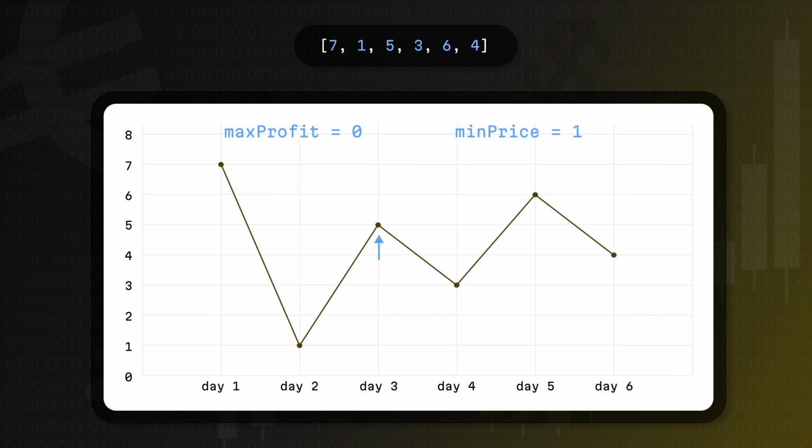Now comes a 5. That is higher than our current min price, which means it's worth checking the profit. We calculate it and 5 minus 1 gives us 4. Since 4 is higher than our current max profit of 0, we update it.